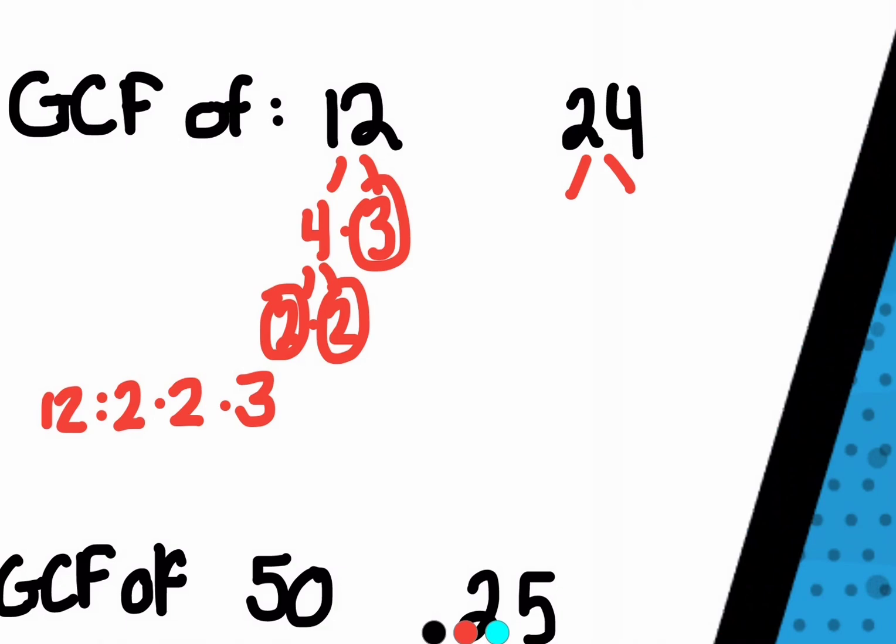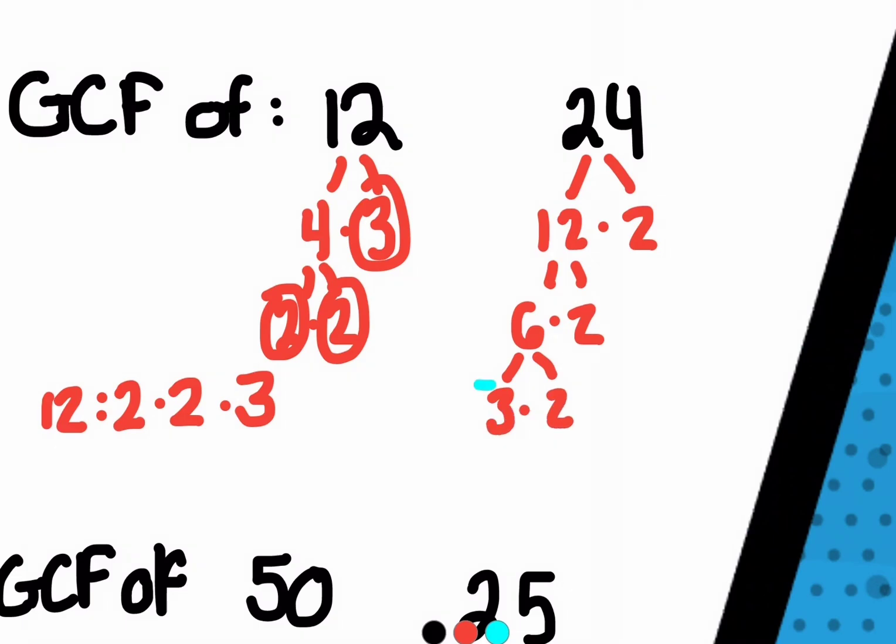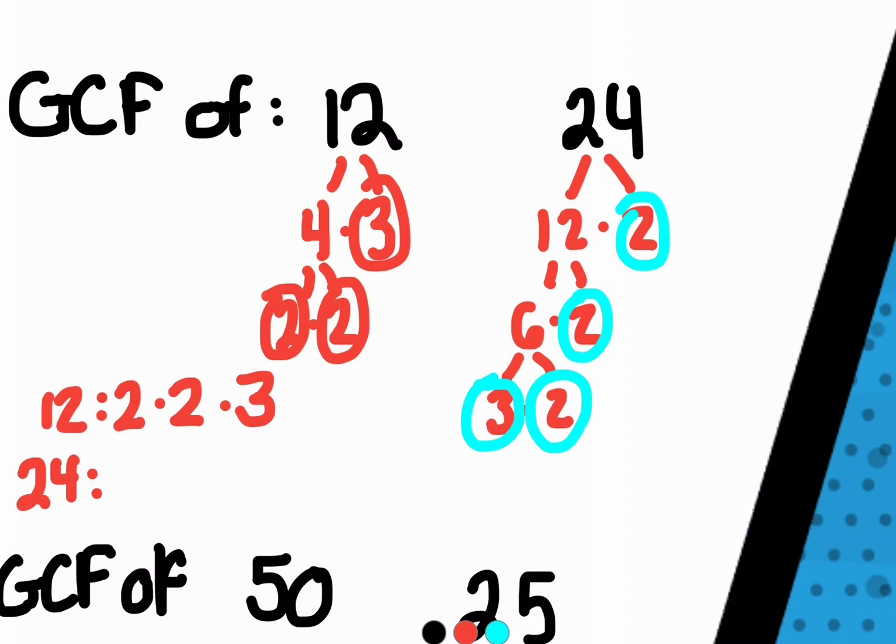I have 12 times 2. That'll work. Then I could do 6 times 2. Then I could do 3 times 2. So our prime factorization would be 3 times 2 times 2 times 2. Our prime factorization of 24, if I put it in order, is going to be 2 times 2 times 2 times 3.